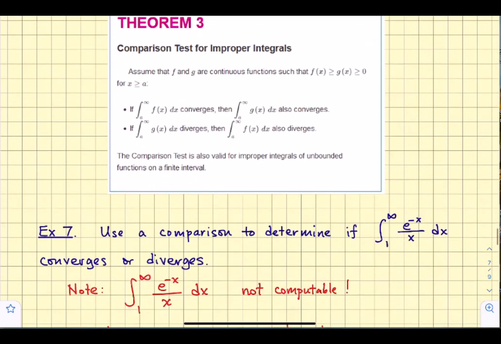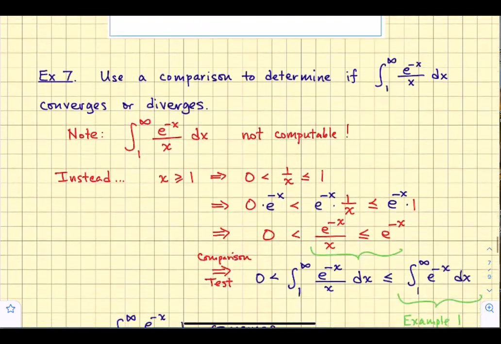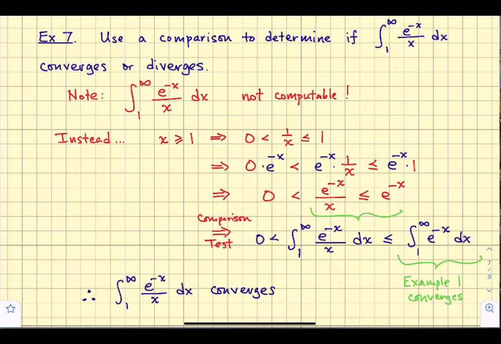So let's look at how this is used in practice. So here, example 7, use a comparison, not a direct calculation, to determine if the integral from 1 to infinity of e to the minus x over x dx converges or diverges. Now I picked this example on purpose because you cannot directly calculate this integral. It's beyond the reach of any of the methods that we have right now. So let's see if we can finesse this using the comparison theorem.